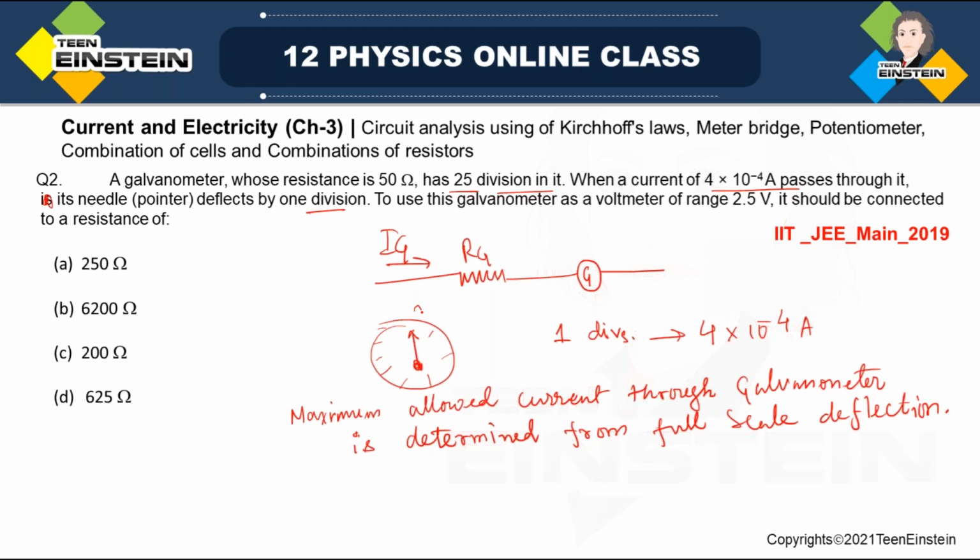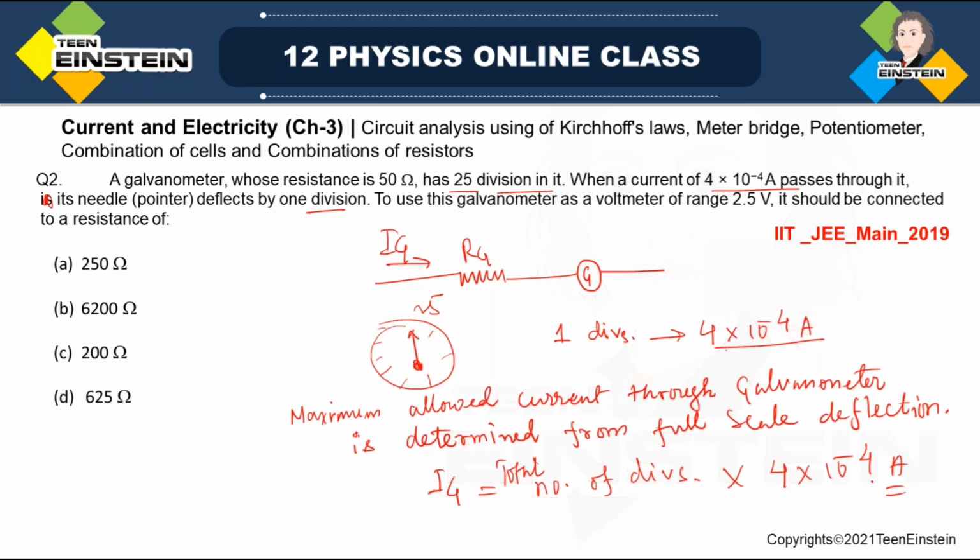So how many divisions does it have? 25 divisions. And each division corresponds to how much current? This much current. Then what is IG, the current allowed through the galvanometer? That is the total number of divisions into this much current, because per division current is this much.